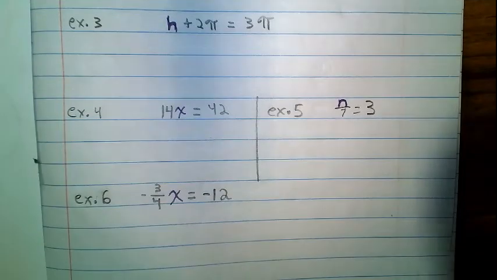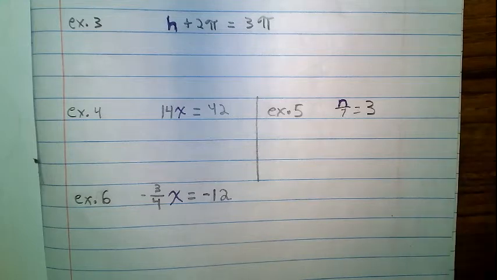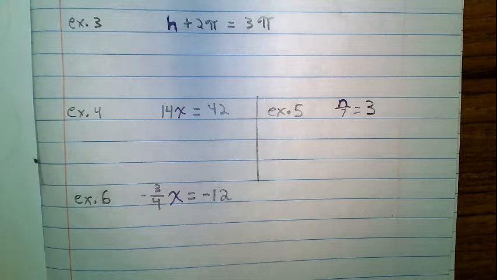Example 3 is a little bit of a curveball, but not really. You notice that we have the symbol pi. It's h plus 2 pi equals 3 pi. Now pi is just a number, so we can treat it as just a number. 2 pi is still just a number. It just means we have pi twice. 3 pi is you have pi 3 times. Right? But we're not trying to solve for pi here. We know that it's 3.14159, and keeps going. What we're trying to do is solve for h.